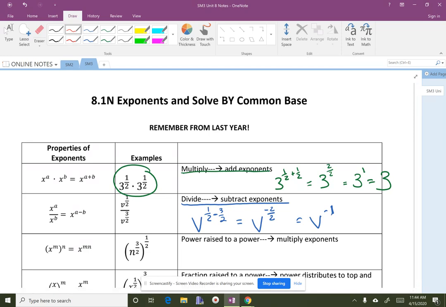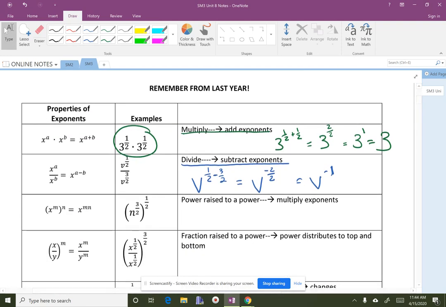Okay, third rule that you have is when you have a power to a power. So power to a power means we're going to multiply. So we have n to the 3/2 times 1/2, and when we multiply fractions, we multiply straight across. So this is really n to the 3 times 1, which is 3, and 2 times 2 is 4. So that would be your final answer on that one. Okay, so we've done multiplying, division, and then we have power to a power.